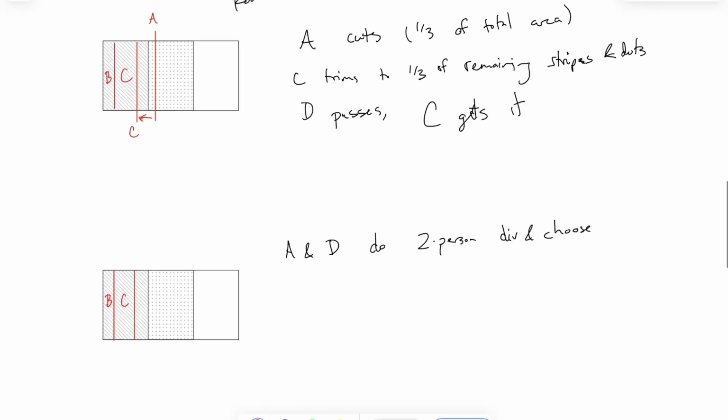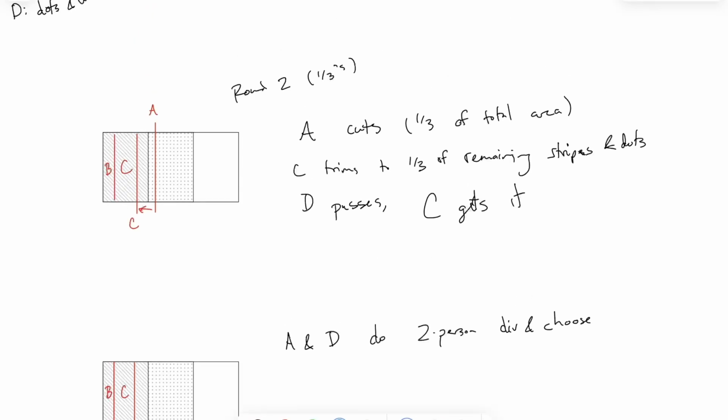So the original piece proposed by A was like here, right? And then C's job is to trim it down until it seems to be 1/3 of the dots and stripes area. So it's not like C is allowed to choose that part or even this part. Okay. C shrinks the blue box down until it represents 1/3 of it.